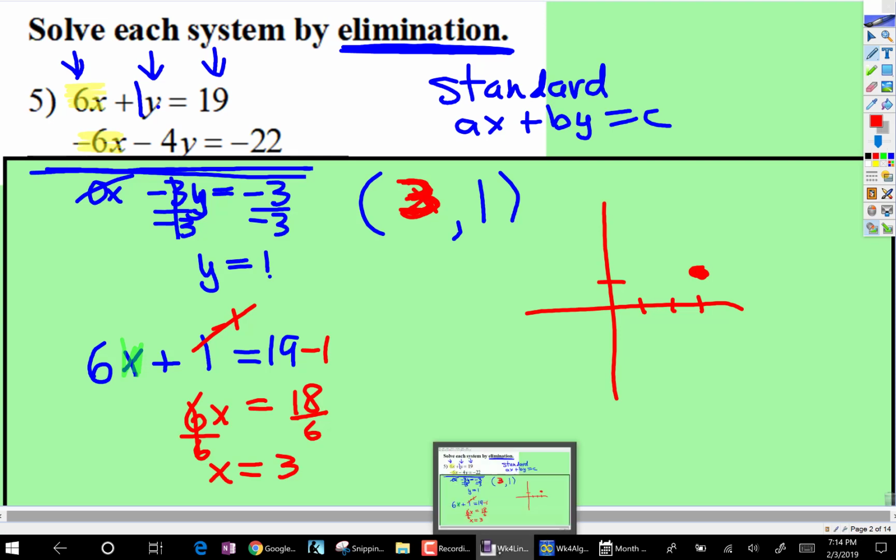Okay, that's it for this one. Solving systems by using the elimination method.